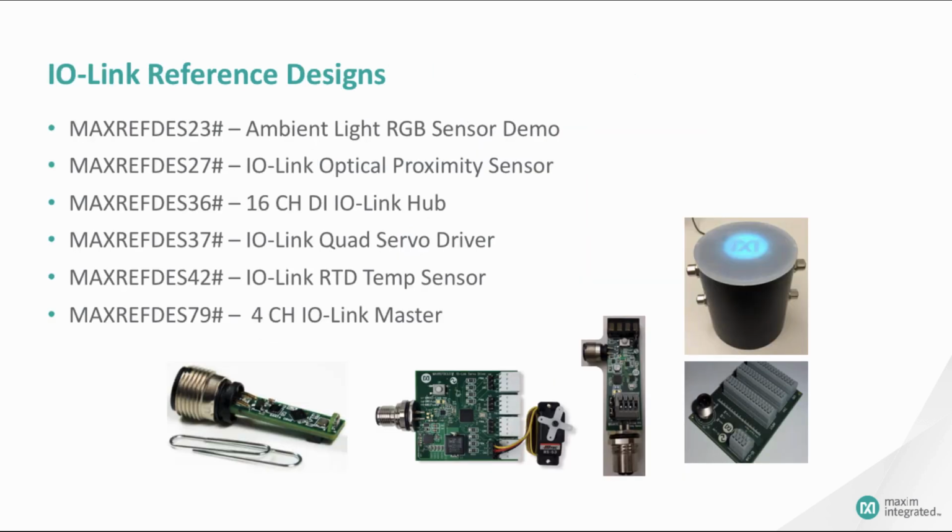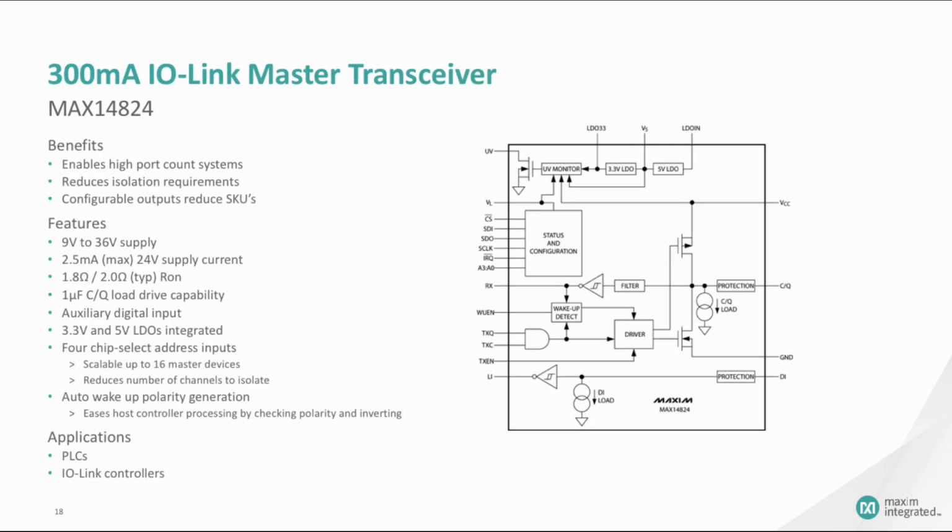To date, Maxim has 6 IO-Link reference designs, including an ambient light sensor, an optical proximity sensor, a digital input hub, a servo driver, an RTD temperature sensor, and an IO-Link master. This is an example of a 300 milliamp IO-Link master transceiver, the MAX14824.